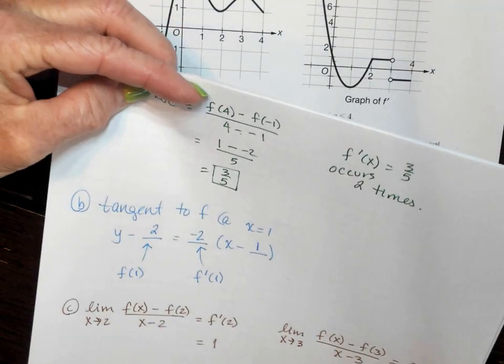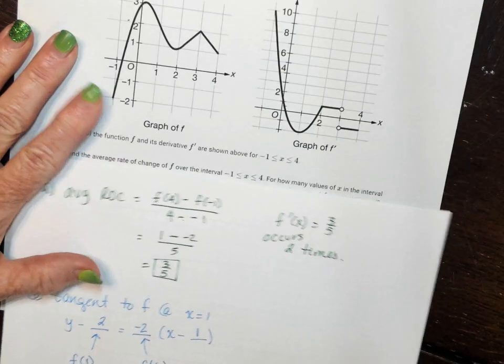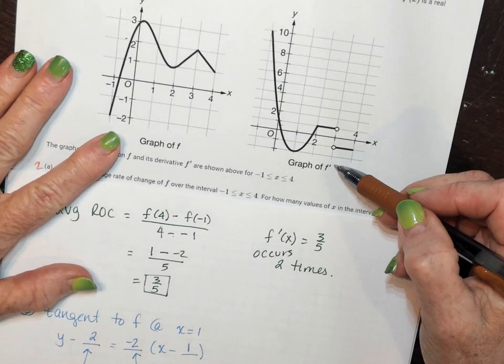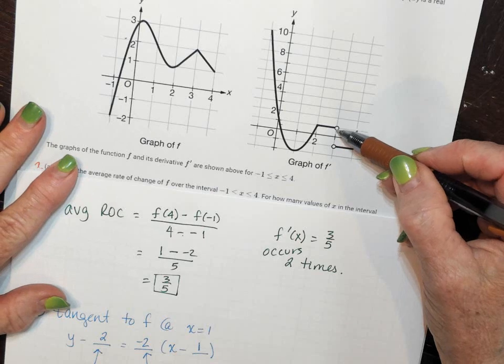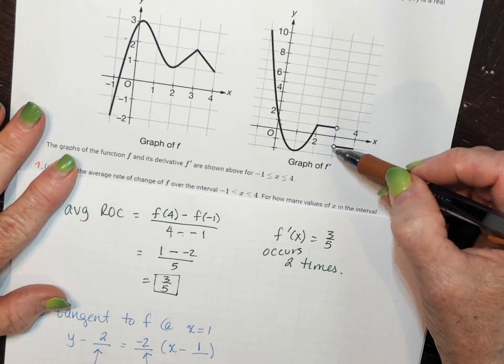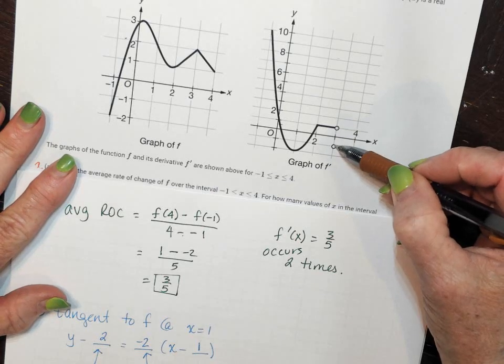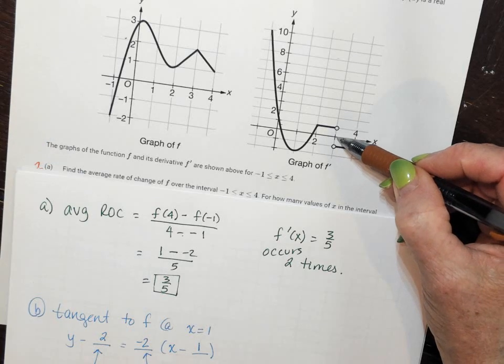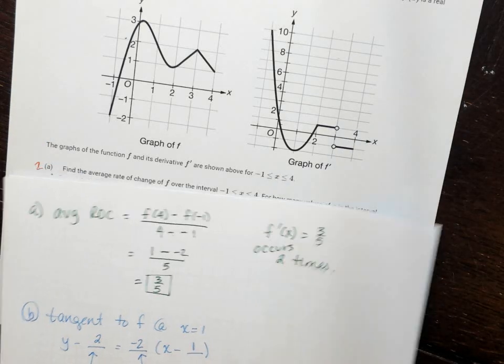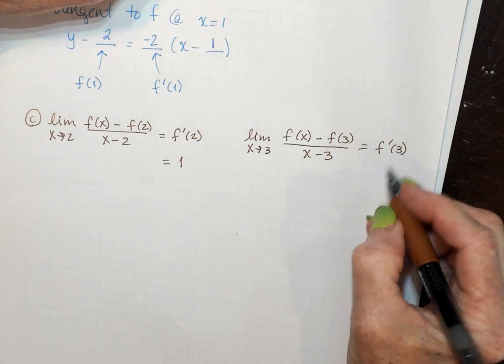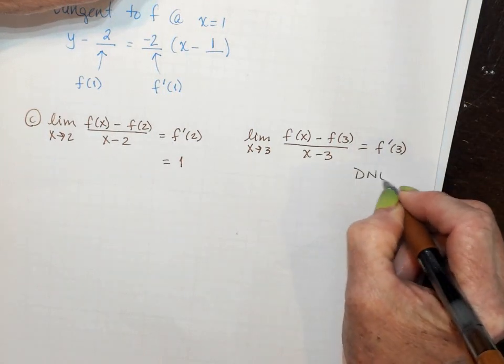Okay, so a couple of things, two ways to look at this. If we look at the f prime graph, f prime of 3 does not exist. There is no y value plotted here when x is equal to 3. So right there, we can say that f prime of 3 does not exist.